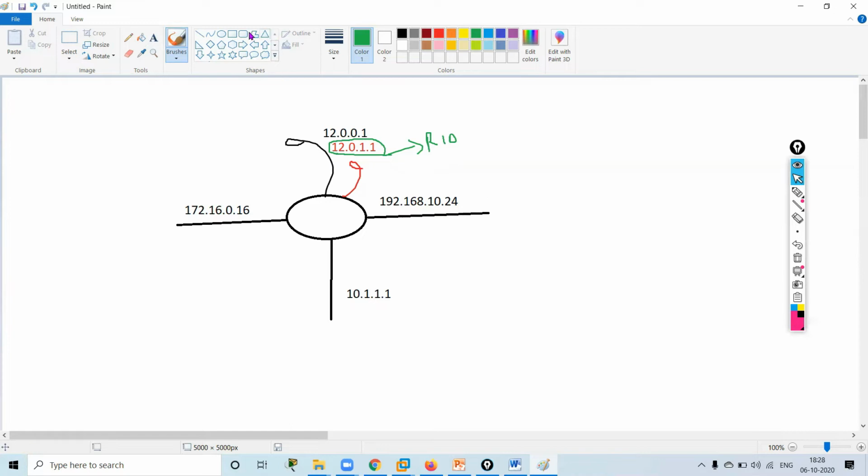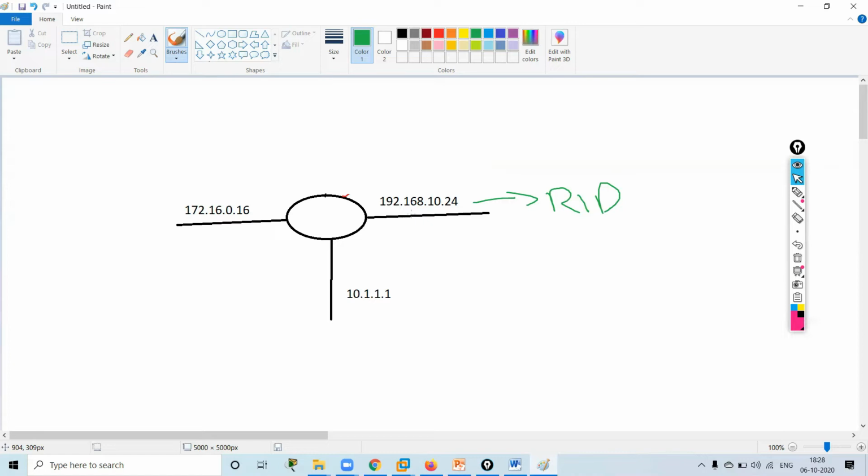If I am not having a loopback, then it will take 192.168.10 dot. This will become my router ID. This is the second preference. Remember, physical interface is my second preference.